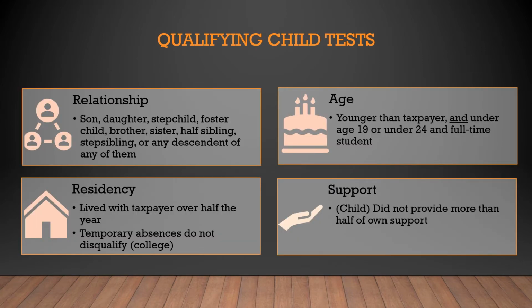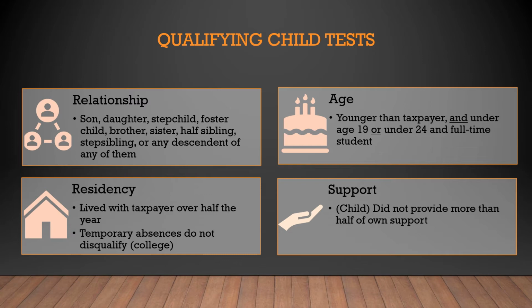If those first 3 tests did not rule out our potential dependent, then we move on to the qualifying child tests. And there are 4 of these: the relationship test, the age test, the residency test, and the support test. The relationship test says that this person that we're trying to claim is a son, daughter, stepchild, foster child, a brother, sister, a half-sibling, a step-sibling, or a descendant of any of these people.